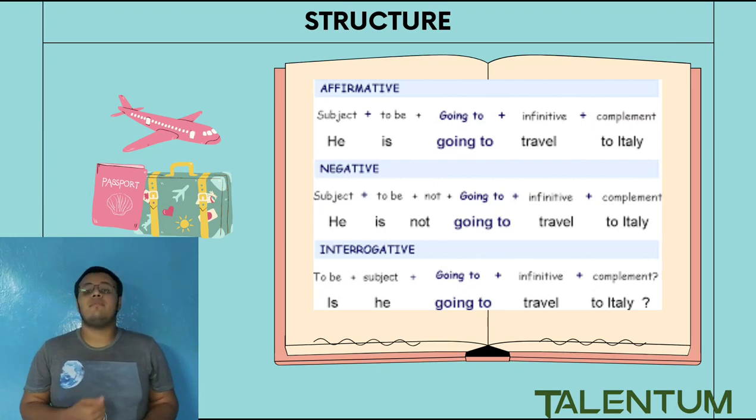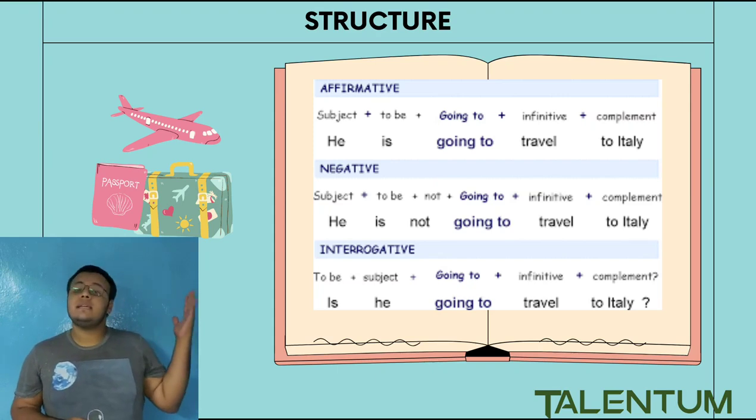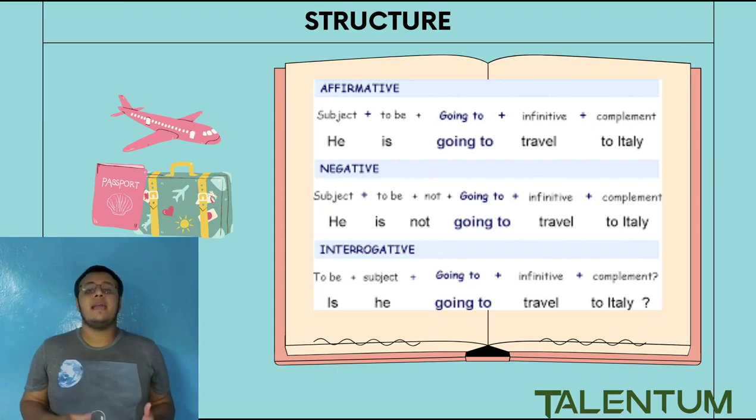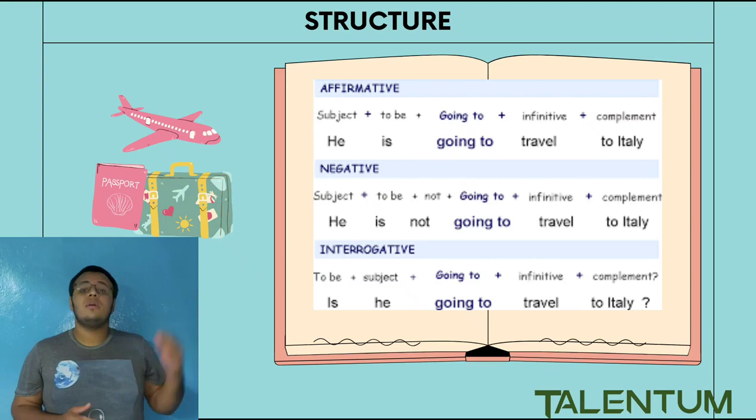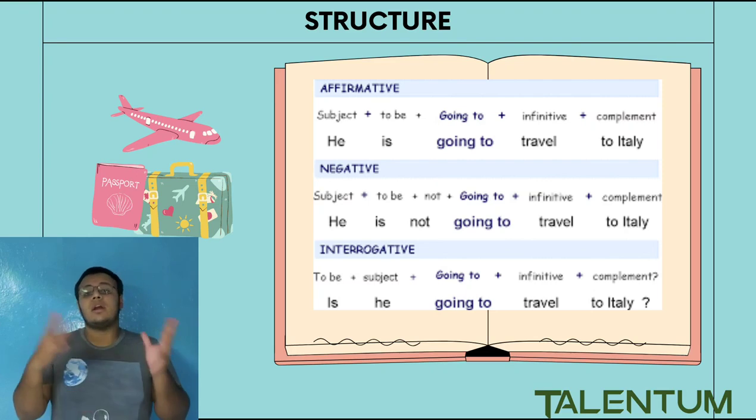Now, we have here the three different structures of "going to." We have the affirmative, the negative, and how to make questions too. As you can see here, the affirmative way is kind of simple and it follows the last ones that we have been seeing. For example, here we have the subject, the verb to be, then we have "going to," and then the complement of the rest of our sentence.